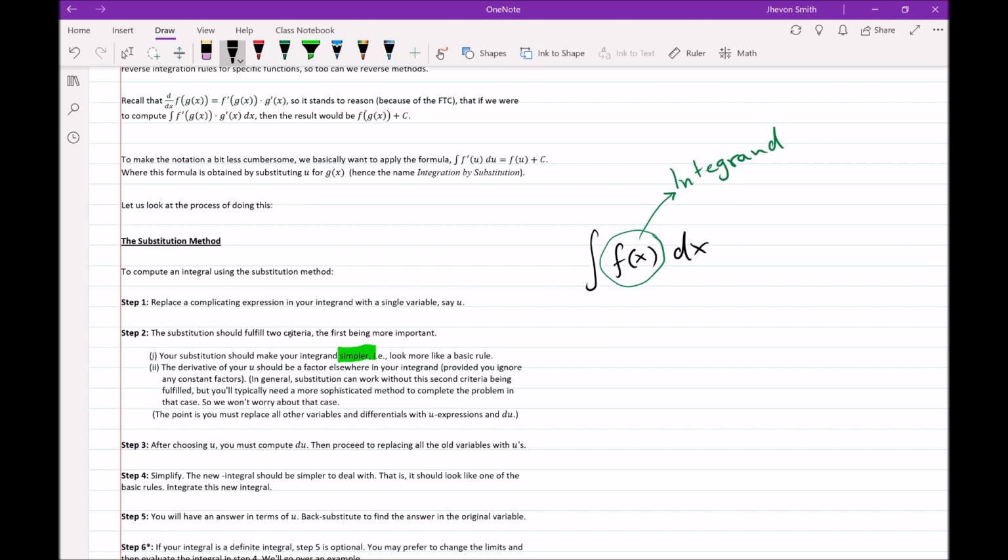The next thing is, and this is sort of a relaxed condition. In 1203, this is pretty much always going to be the case, but in Calc 2, it might not be the case. The derivative of your u should be a factor elsewhere in your integrand if you ignore constant factors. And I'll explain what that means as we're going through an example. So you have a complicated integral, you're going to replace an expression with a single variable to make it simpler. After doing that, you're going to have to find the derivative of the u, which is du, because you're literally going to swap out all the x's. So the point of substitution, you need to convert this to a function of u.